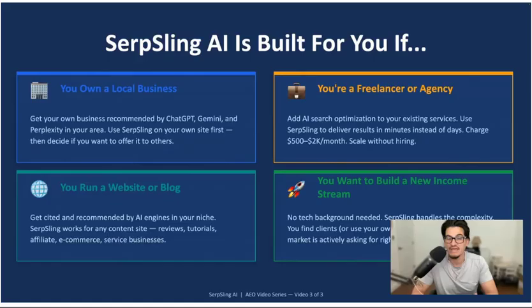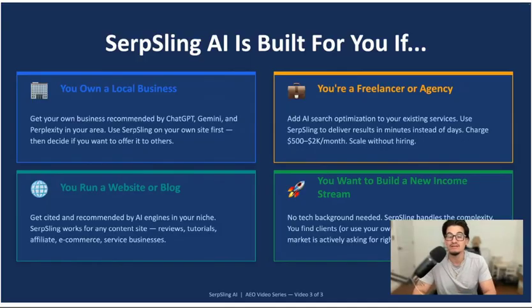Boom, you can now get traffic from AI search engines. This is so new that it's a great way to get new clients, but also add on to what you're currently doing with existing clients. Whether you run a website or a blog, you can get cited and recommended by AI search engines in your niche. SerpSling works for any content site, whether you're doing reviews, tutorials, affiliates, e-commerce, service business, whatever it may be. You can go ahead and capture that traffic from AEO. And whether you want to build a new income stream as well.